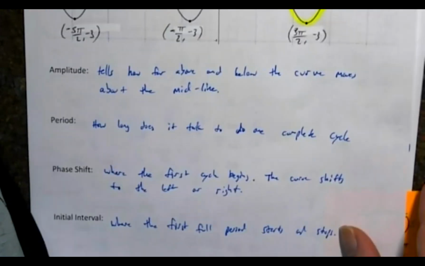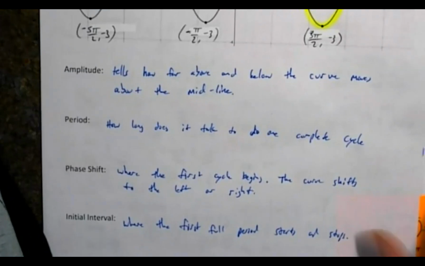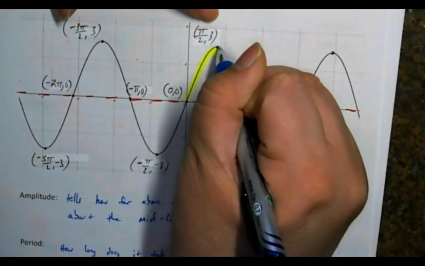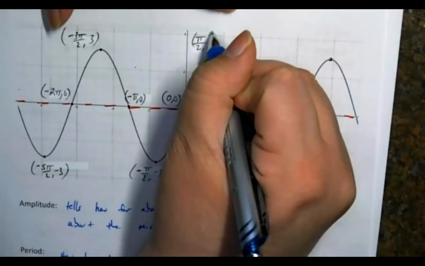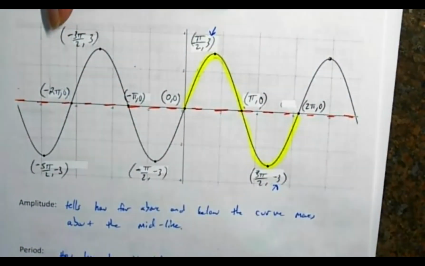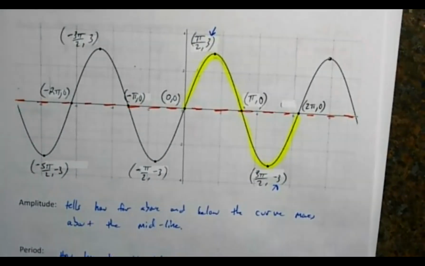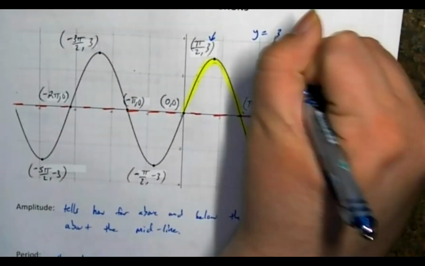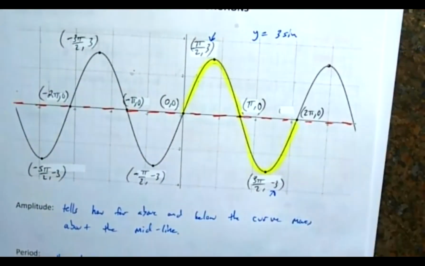And always remember, what are these values? What do they mean? Amplitude. How high and how low does that curve go? That curve goes up here. This went to this value and to this value. Can you tell me what the amplitude of this curve is? 3. So yeah, I'm looking at 3 sine.